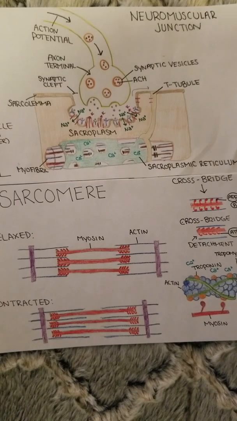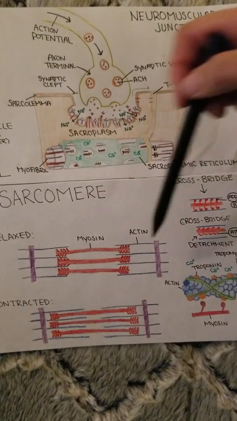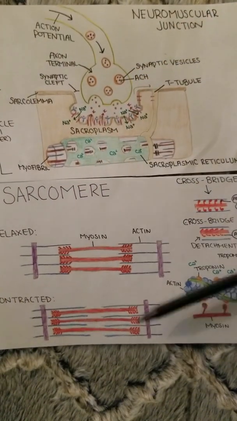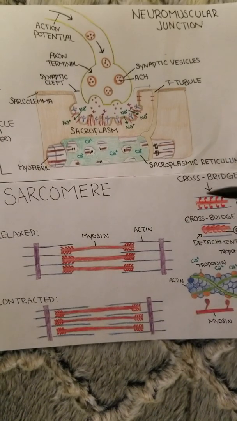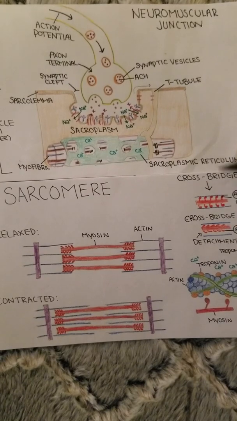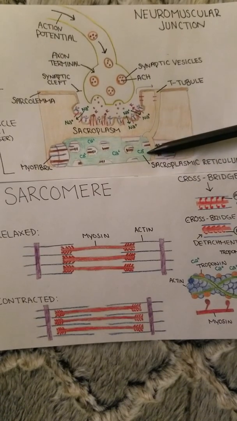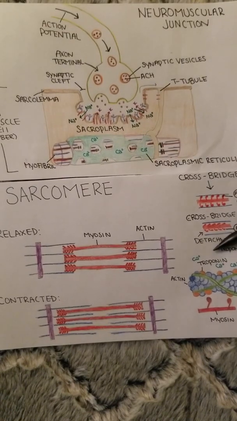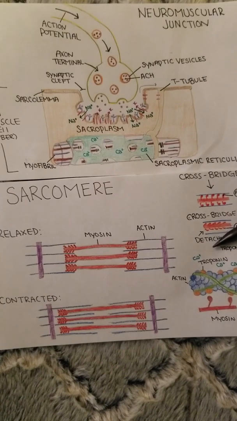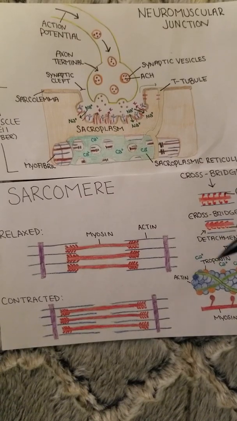So during the cross bridge cycle, the actin filaments get pulled towards each other and the sarcomere shortens. So this is relaxed and this is contracted. The cross bridge cycle ends when the calcium ions are transported back into the sarcoplasmic reticulum. The troponin returns back to its original shape and allows the tropomyosin to cover the myosin binding sites on the actin filament. This allows the muscle to stop contracting.